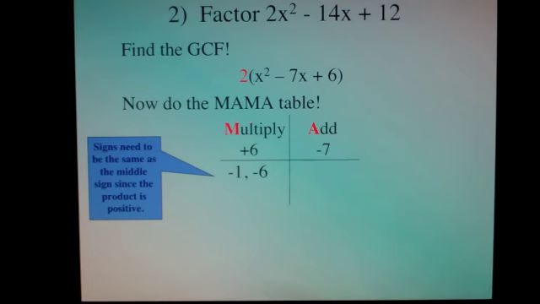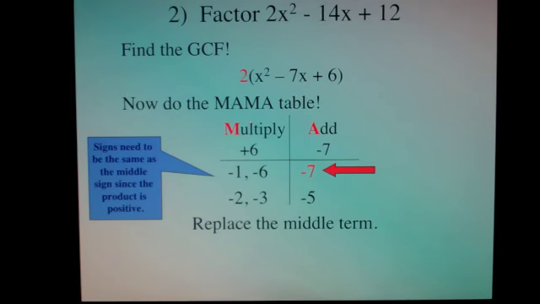So it's negative 1 times negative 6, negative 2 times negative 3, and negative 1 and negative 6 yields negative 7, which is our middle coefficient. Now we're going to replace the middle term with the negative 1 and the negative 6. And we get our 2 outside. Remember, that was our original GCF, times x squared minus 6x plus 6.